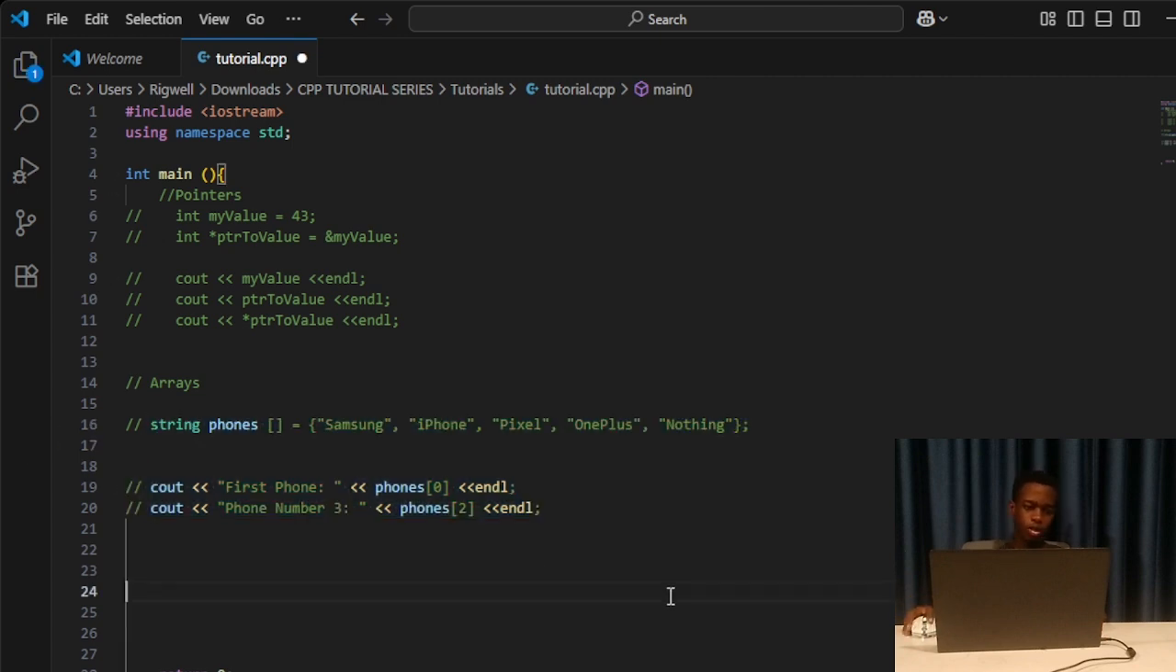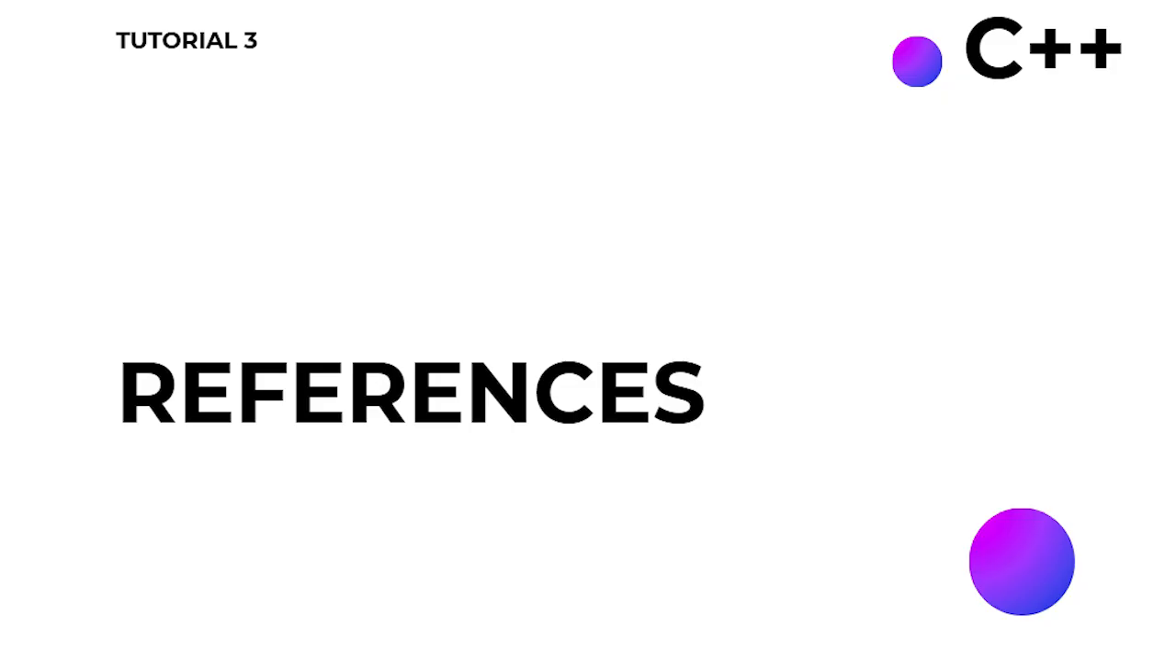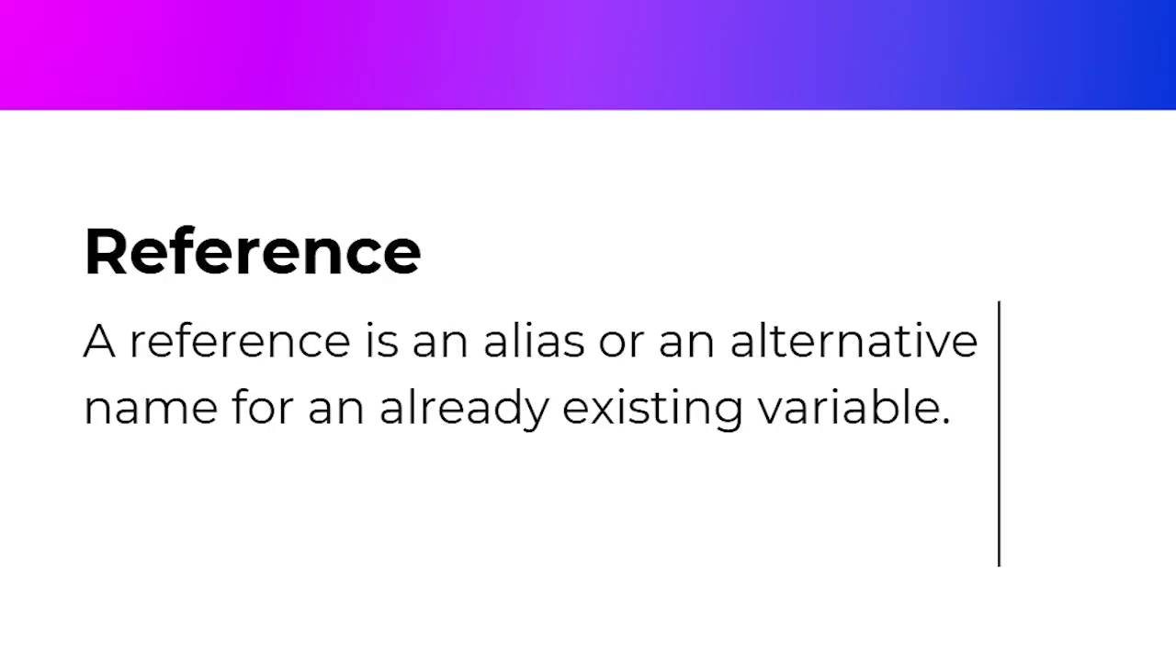Let's comment that. Now we are moving to the last part of today's video, and that is references. Okay, so now we have gotten to references. What are references? A reference is an alias or an alternative name for an already existing variable.